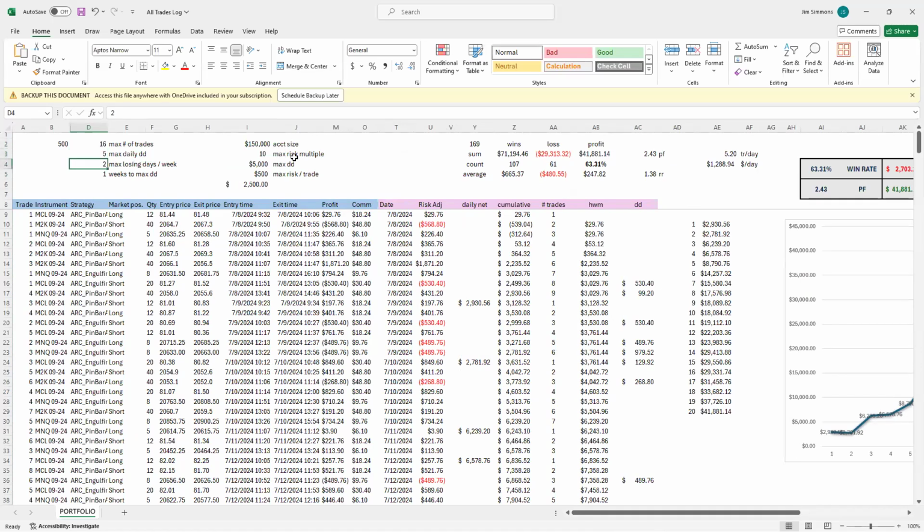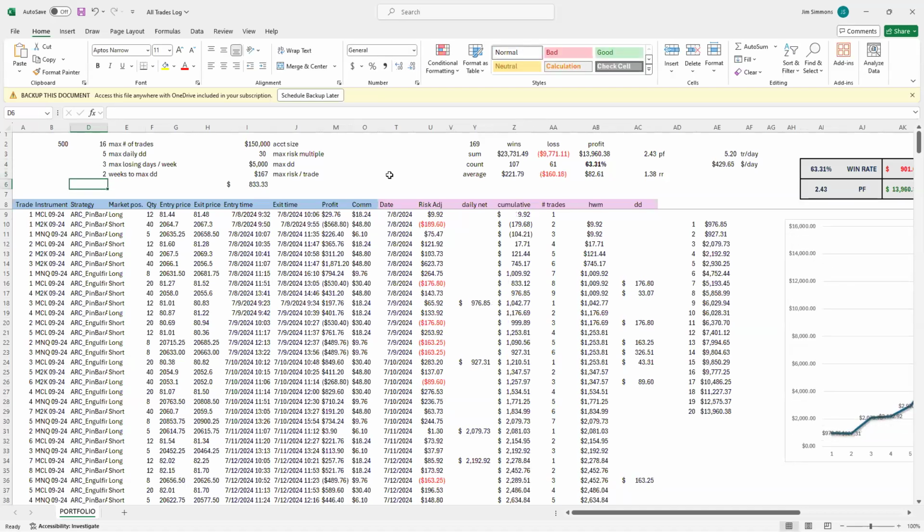So based on that, how many max losing days in a week? Most traders are going to say 3. If I'm down 3 days that week, I'm done for the week. And most traders would say, a couple weeks maybe to hit max drawdown, maybe a week and a half.